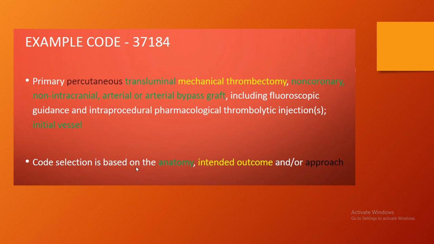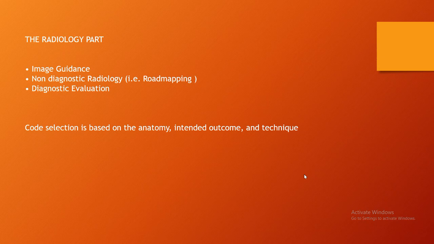Whenever we have an IVR code, we need to check all these three components: anatomy, intended outcome, and approach. If you identify these three points in the IVR code or 30,000 series code, you can code very easily. So this 37184 is related to the surgical component or therapeutic component. Yes, thrombectomy is a therapeutic procedure, not a diagnostic procedure. Next we will see the radiological part.